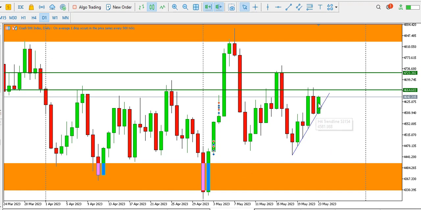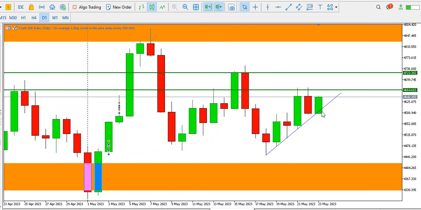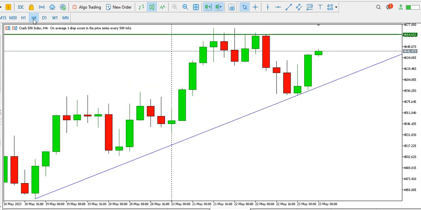So for now, price is going up. Price of Crash 500 is going up, and the first stop is likely 4664 before we get to 4732. So if you are trading Crash 500 Index and you can trade against the spike, you might consider buying Crash 500 Index.